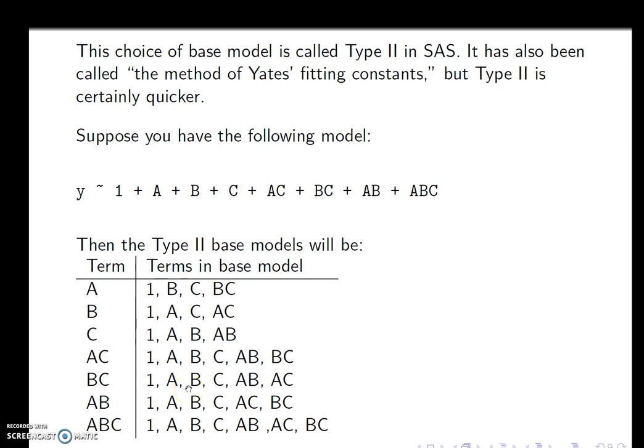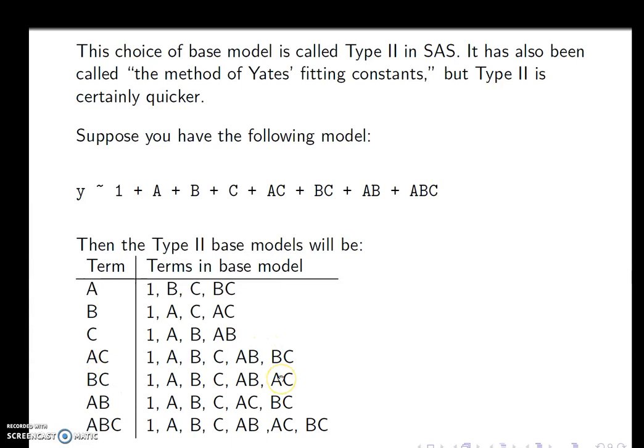Okay, so then if we're adding, say, the term A, the everything but includes these, because that's everything but terms involving A. Verify that, okay? We include that. Well, that is our term we're wanting to add, so we don't include that. We include B, we include C. We don't include this because it involves A, but we do include BC, but we don't include this because it includes A, or this because it includes A. Similarly, the type 2 sum of squares for B is everything but B. Type 2 for C, everything but C.